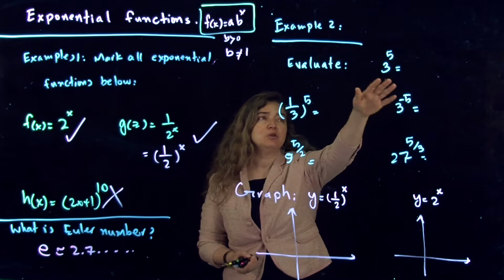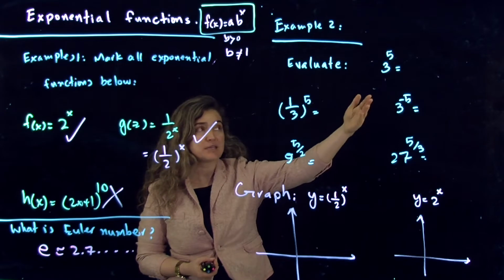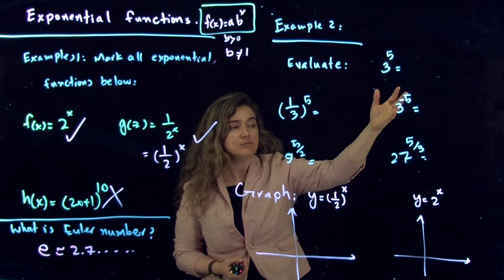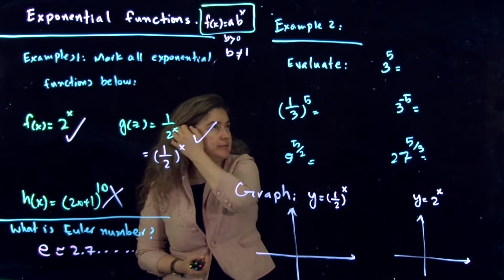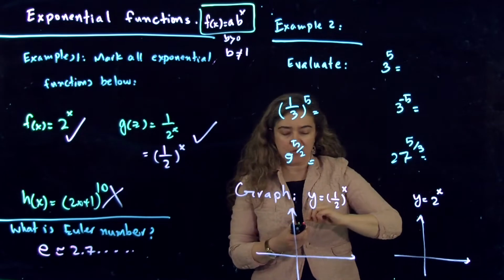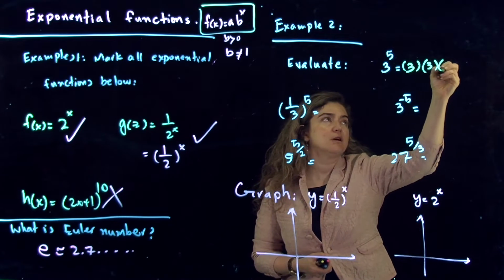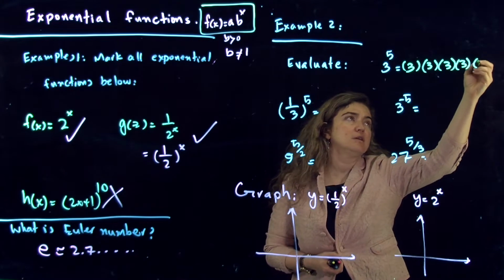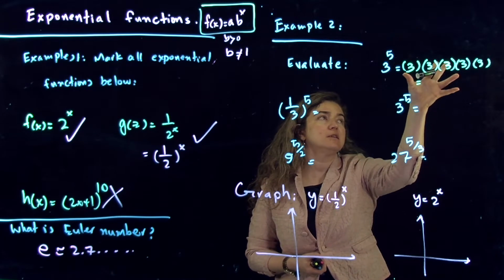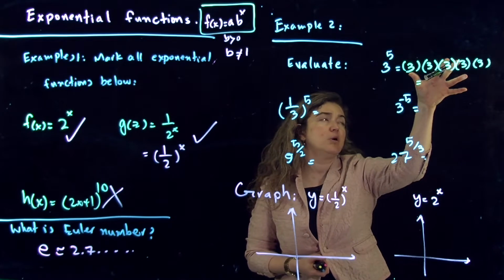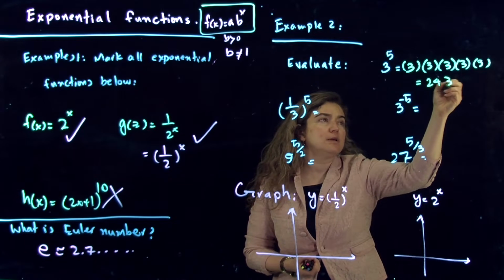Now, for example 2, I would like to do a few exponents and then use how this works to graph a couple of exponential functions. Let's say, what is 3 to the power 5? That means 3 times 3 times 3 times 3 times 3, 5 times. These two multiplied together is 9. Then 9 times 3 is 27, then it's 81. Then it's 81 times 3, which is 243.